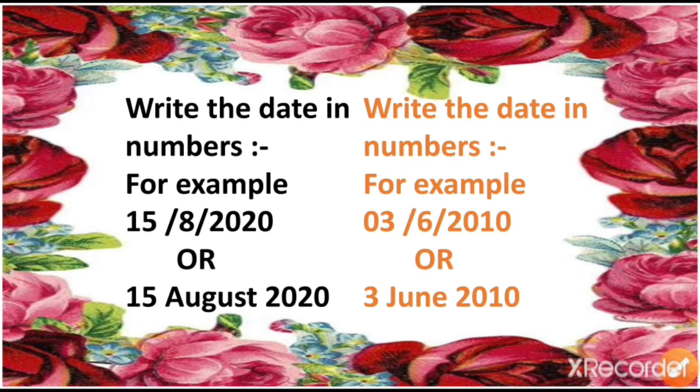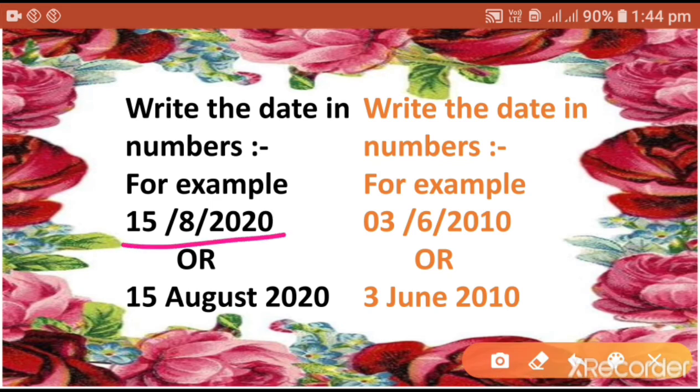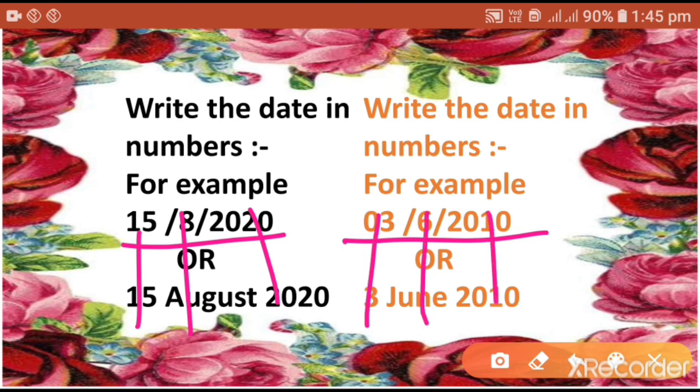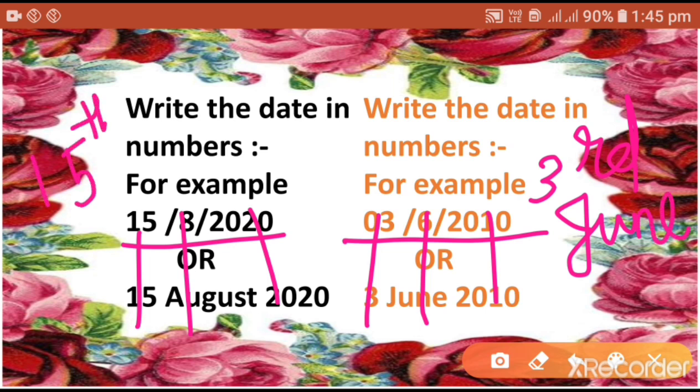Next, how to write the date in figures or numbers. If the date is 15/8/2020, we will write 15 August 2020. If the date of anyone's birthday is 3/6/2010, we will write like this: 3 June 2010. You can also write as 3rd June. And here you can also write as 15th August.